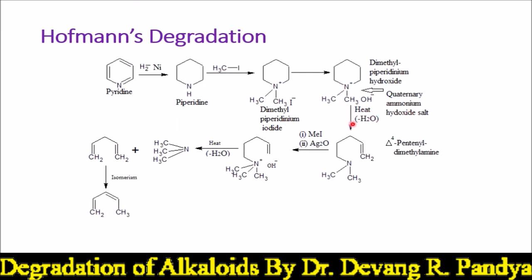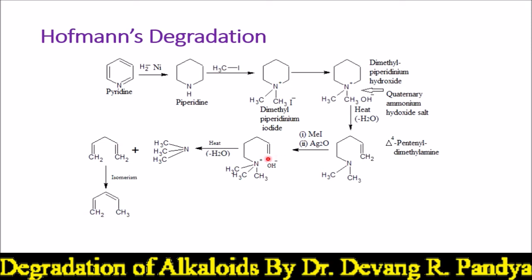On heating, as already mentioned in the earlier case, the beta carbon loses one hydrogen, and the hydroxide from the base removes one water molecule, and the ring opening reaction takes place, and we get delta-4-pentenyl dimethylamine. This pentenyl dimethylamine is further methylated by methyl iodide in the presence of silver oxide.